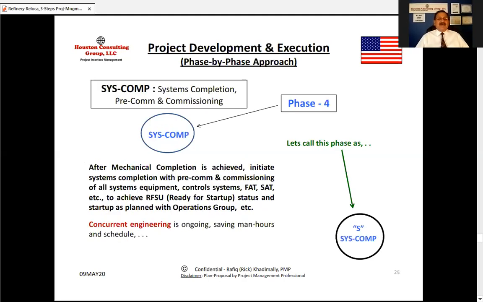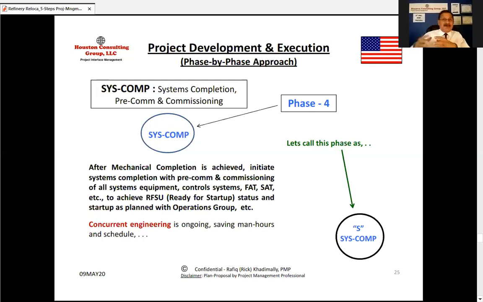Next phase is phase 4, which is systems completion, pre-commissioning, and commissioning. After mechanical completion is achieved, initiate systems completion with pre-commissioning and commissioning of all systems, equipment, control system. FAT. What does FAT stand for? Factory Acceptance Test. What is SAT? Site Acceptance Test, etc. There are many tests there, by the way. To achieve RFSU. What is RFSU? Ready for startup status, and startup as planned with the operations group.